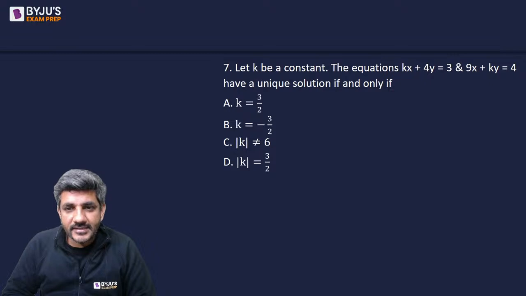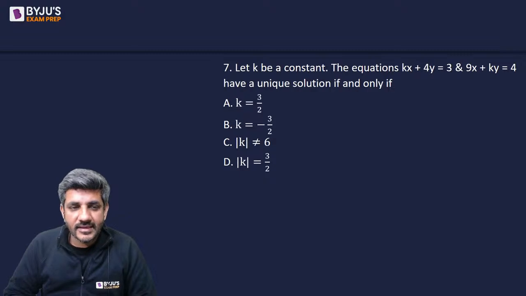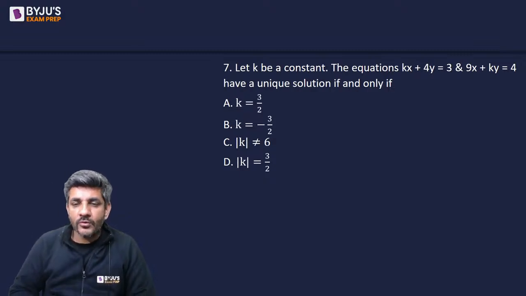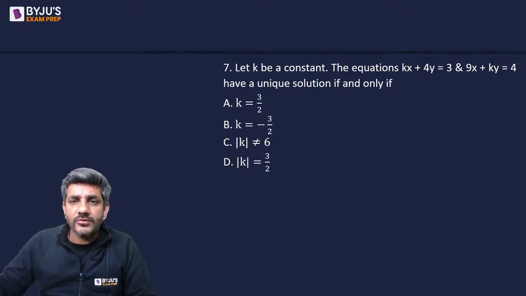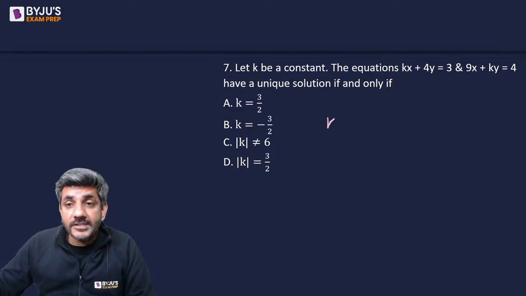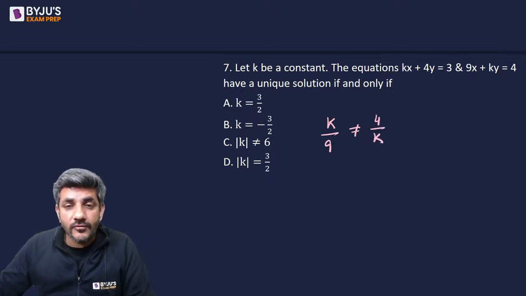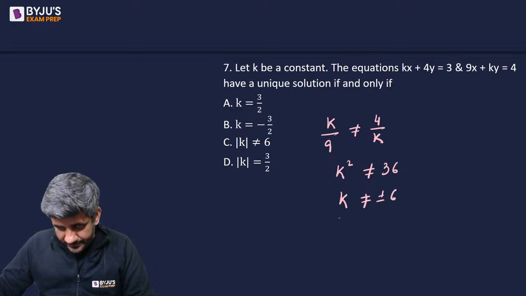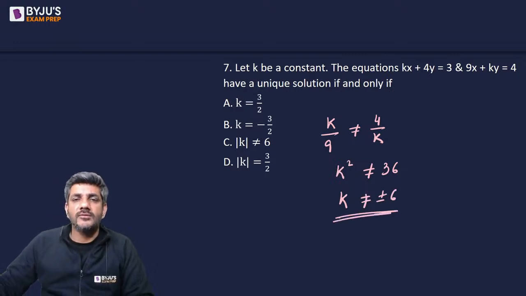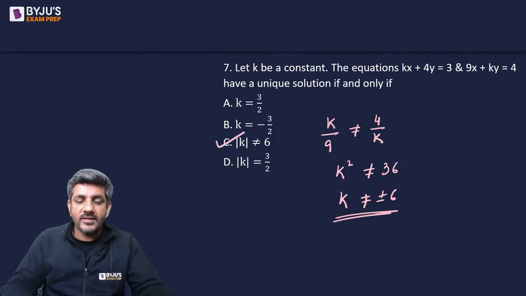I'm sure this is pretty easy for all, and Music Core has actually given the answer very fast. He says C. K be a constant, the equations have a unique solution if and only if. Let's discuss directly. When do two equations have a unique solution? When the ratio of the coefficients of x is not equal to the ratio of the coefficients of y. K by 9 is not equal to 4 by k. That is, k square is not equal to 36. That is, k is not equal to plus minus 6. Or you can say mod k is not equal to 6. And mod k is not equal to 6 is given in option C.